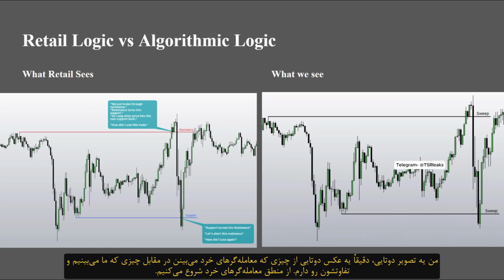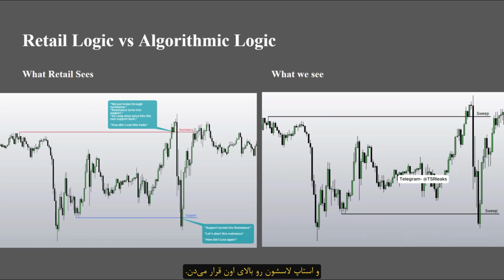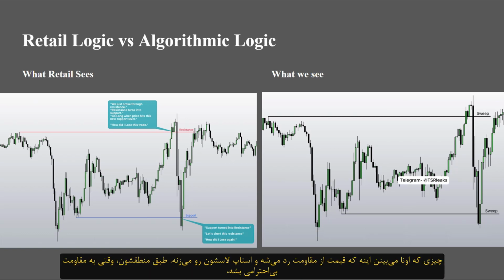Here, I have a side-by-side, the same exact picture, on what retail sees versus what we see, and how they differ. Starting with retail logic. Retail sees that red line as resistance, meaning it is an area where price will resist and reject lower. So they go short when price retests that resistance level, and they put their stop loss above. What they will see is price went through the resistance and stopped them out.